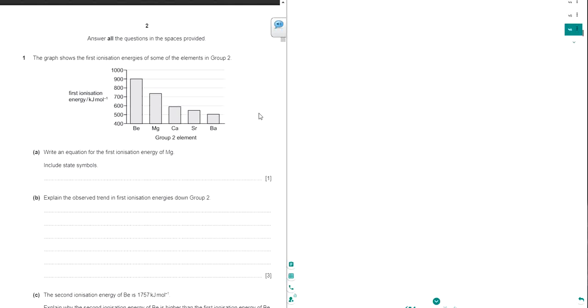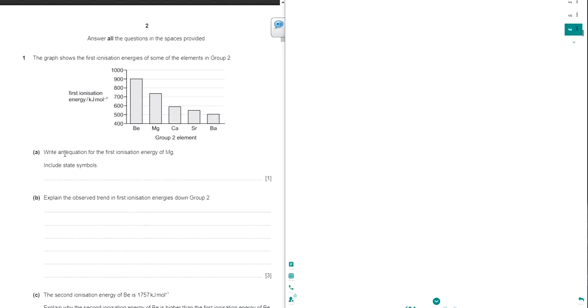past paper. So the first question is about ionization energies, specifically the first ionization energies of different elements. And we can see the graph here. The graph shows the first ionization energies of some of the elements in group 2. So we see from the first element down to the fifth element in group 2, beryllium, magnesium, calcium, strontium, and barium. And we can see that the ionization energies are decreasing when we go down the group.